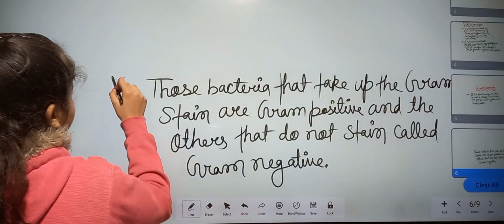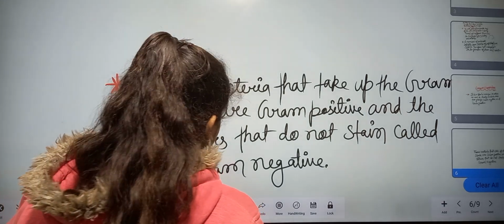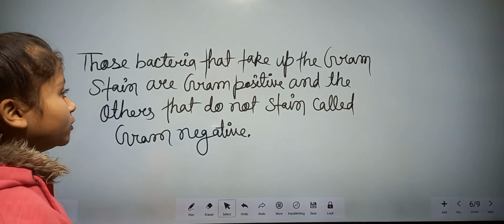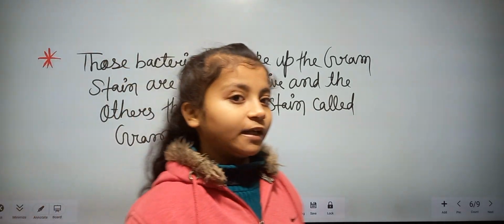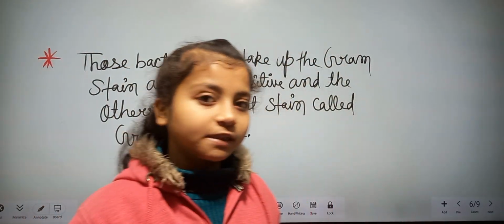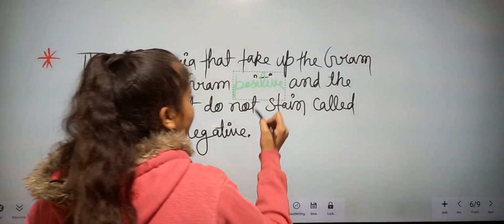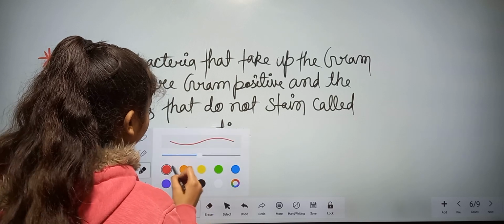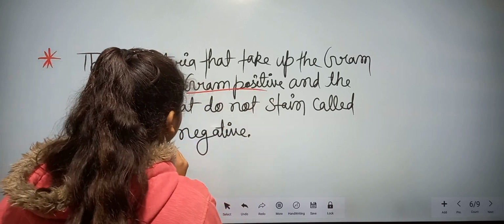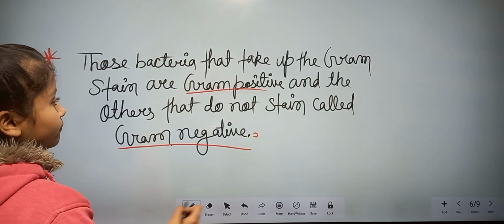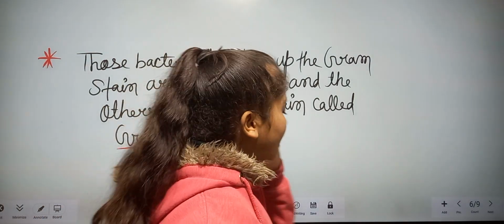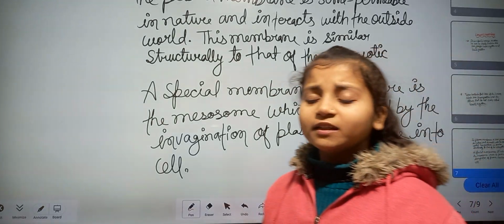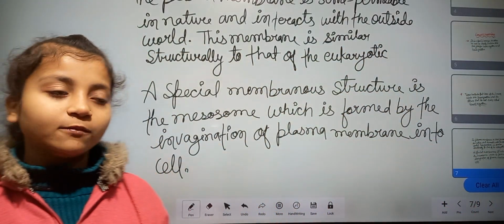And what is gram negative and what is gram positive? Let's discuss. Those bacteria that take up the gram stain are called gram positive, and those bacteria that don't take up the gram stain are called gram negative. So this is the point of gram staining. Gram staining is only a process to classify the bacteria.